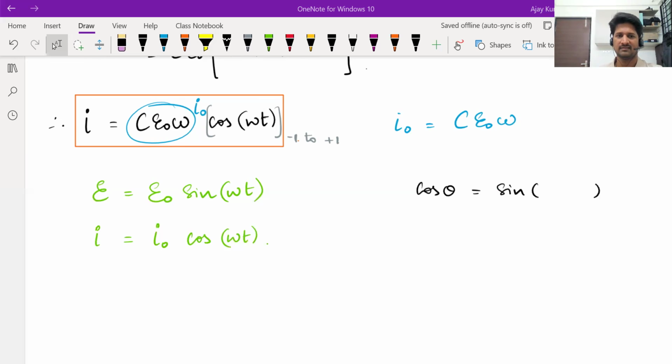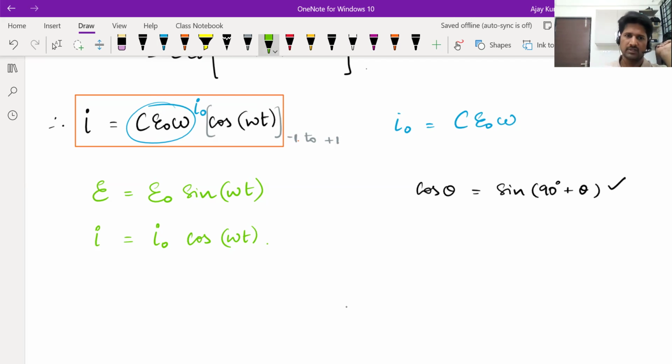So 90 plus theta, right? Okay, you are saying sine 90 plus theta. Yeah, 90 plus theta takes it to the second quadrant. Second quadrant, sine is positive. And since it's 90 that you are adding, sine changes to cos. This is correct. Cos theta can be written as sine of 90 degrees plus theta. Here we'll write it as pi by 2 plus theta.